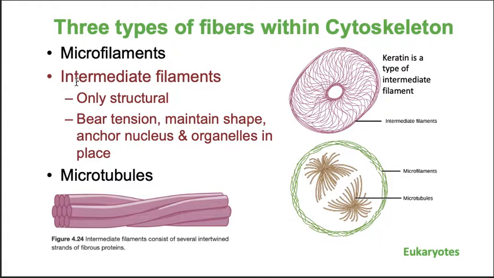So we have the example here. Okay, so intermediate filament is only used for structural support. It is not being used for motility, okay? It helps the cell to bear tension, maintain shape, anchor the nucleus and organelles into place. So it is only structural. And keratin is the specific example, okay?